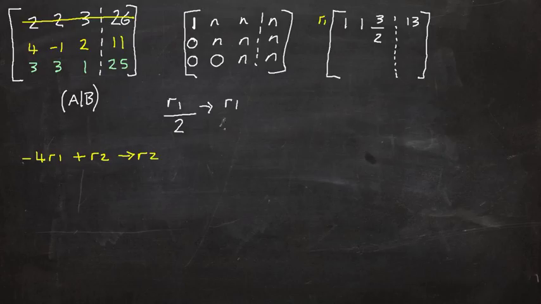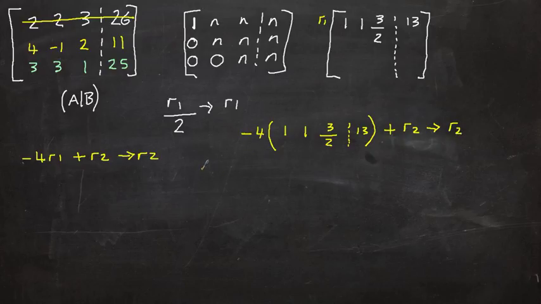So what that gives us is minus four lots of everything in row one. If we minus four lots of one, then the second element is a one, the third element 3 over 2, and the augmented element is 13. So we're going to work that out, then we're going to add it to the existing row 2, then we're going to stick the answer in row 2 as the new row 2. So let's work it out.